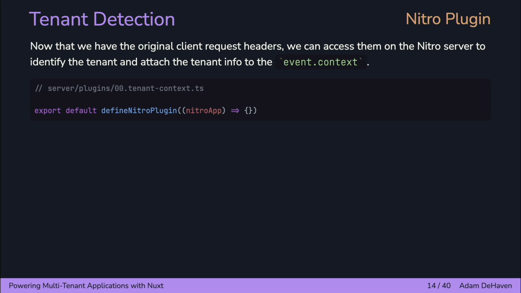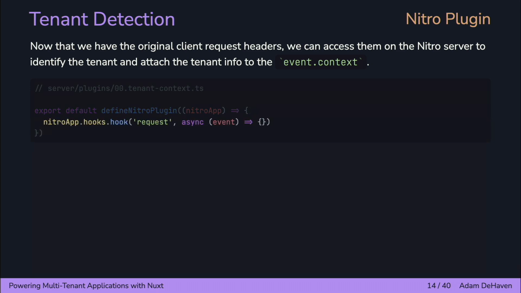So now that we've identified the original client request, we can access them on the Nitro server to identify the tenant. So let's create another Nitro plugin to attach the tenant info to the event context so that it's available to all our server routes and middleware. So again, we'll create our Nitro plugin file. Here's an example, server plugins, and then tenant context. And you notice the 00 at the beginning, right? You can do file name-based ordering of Nitro plugins.